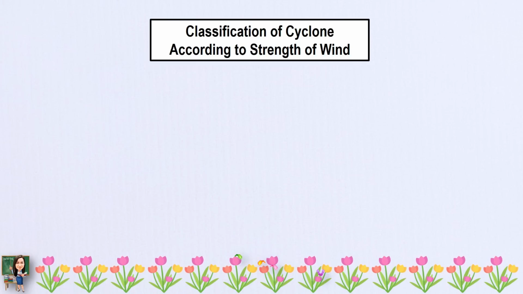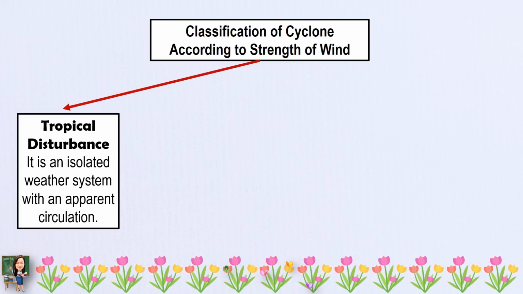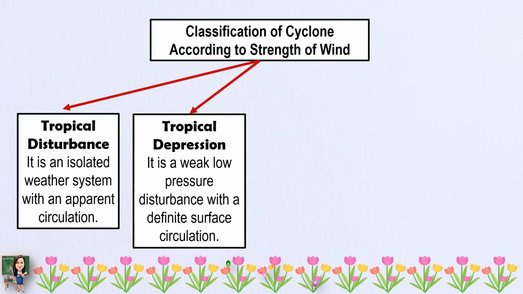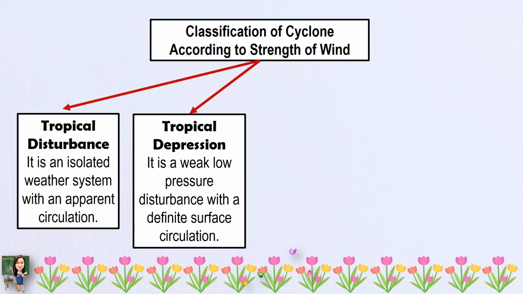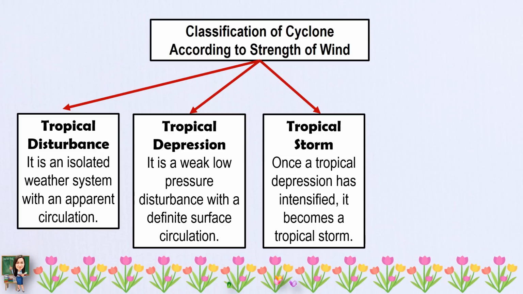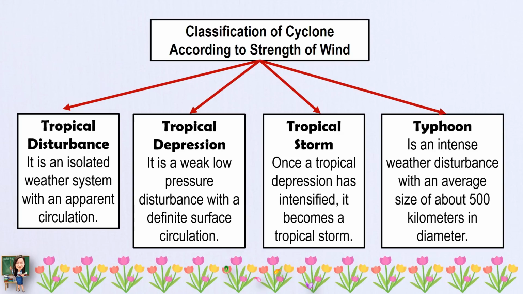Remember, there are classification of cyclone according to strength of wind. First, tropical disturbance. It is an isolated weather system with an apparent circulation. Tropical depression. It is a weak low-pressure disturbance with a definite surface circulation. Next is tropical storm. Once a tropical depression has intensified, it becomes a tropical storm. And the last one is the typhoon. It is an intense weather disturbance with an average size of about 500 kilometers in diameter.